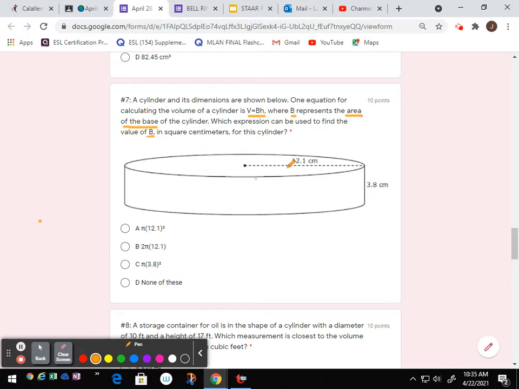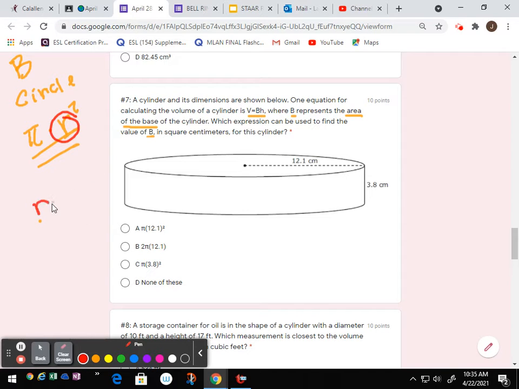Which expression can be used to find the value of B for the cylinder? So we are just worried about the area of the base of this cylinder, okay? So when we're talking about the base of a cylinder, the shape of the base of a cylinder is a circle, okay? That's the shape of the base. That's big B, is a circle, okay? The area formula for a circle is pi times radius squared, all right? So we just need to write an equation that best suits this cylinder, okay? So when we look at our area formula, we see that we need to know R. That's all we need to find.